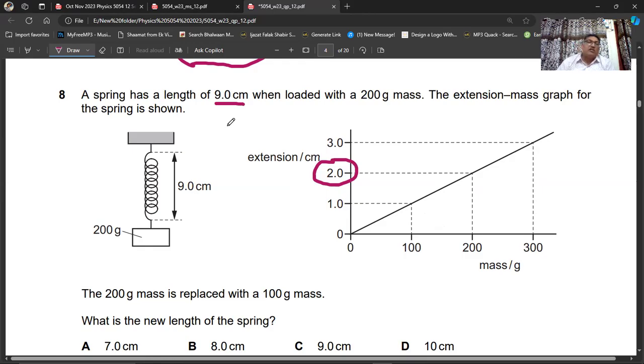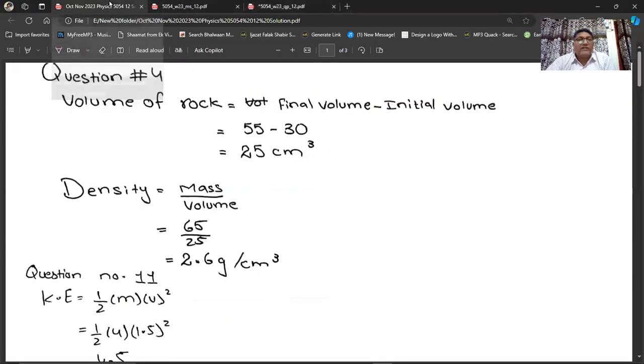you will get the unstretched length, and that will be 7 centimeters. At 100, the extension is how much? 1 centimeter. So the unstretched length is 7. So add 1 to it, and that will give you 8. So I think B is the answer. Question number 8, B is the answer.